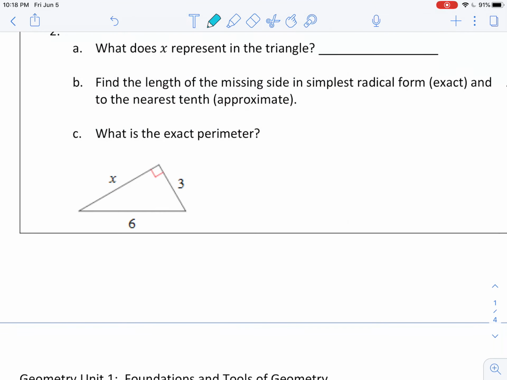So the legs are the sides that create the right angle. My right angle's here. So one side of this right angle is x. One side of the right angle is 3. Those are the two sides that run into the right angle. Across from the right angle, the only side I haven't traced is the 6, which makes it the hypotenuse. The Pythagorean theorem says if you take the leg squared plus a leg squared, it has to equal the hypotenuse squared. So that's what I'm going to do.